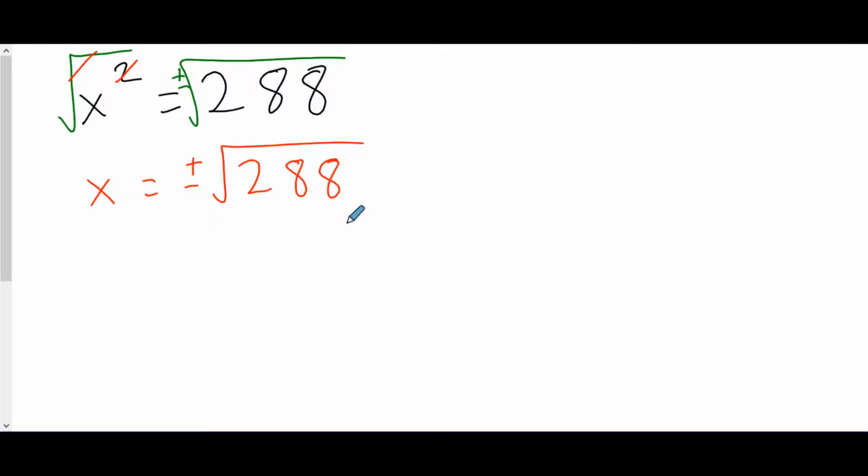288 is not a perfect square, so I'm going to break that down and figure out how I can simplify it. So we can always just try numbers if I'm not sure, because 288 isn't a number I use a lot, but I know it's even. So I can definitely divide it by 2, and if I divide it by 2, I get 144. And hey, I actually know that 144 is a perfect square. I could break that down to 12 and 12.